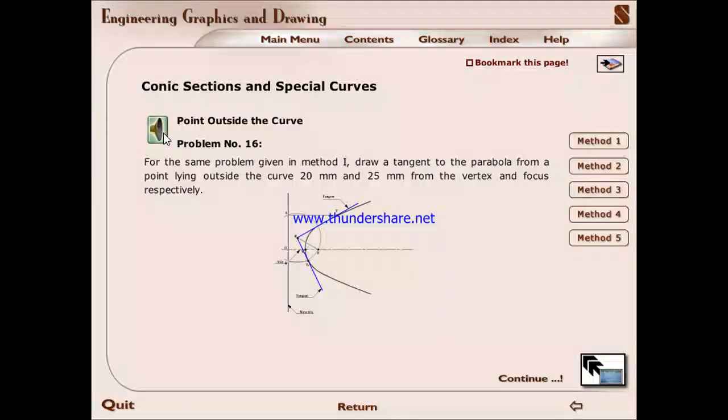Point outside the curve. Problem number 16. For the same problem given in method 1, draw a tangent to the parabola from a point lying outside the curve 20 millimeters and 25 millimeters from the vertex and focus respectively.